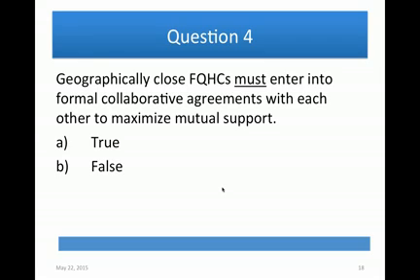83% said B, false, and 17% said A, true. And the answer is B, false. The word here, of course, underlined, is "must." There's nothing that makes co-located or geographically close FQHCs enter into formal agreements. But in my experience around the country, health centers that do meet together periodically and conduct joint planning certainly benefit each other as well as the service area.